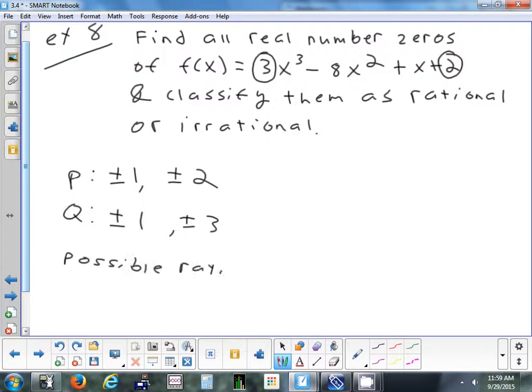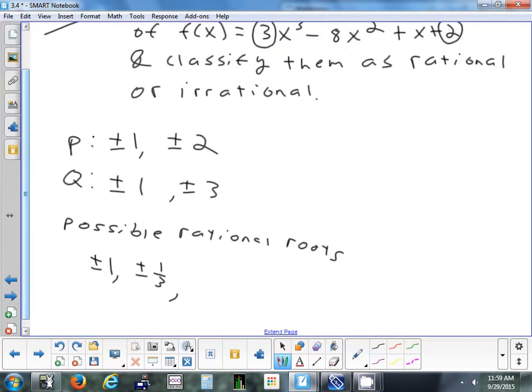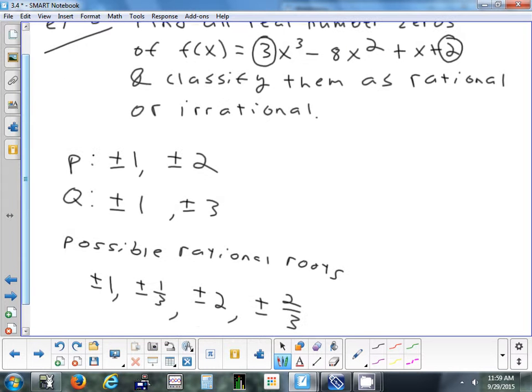So possible rational roots could have positive or negative 1, positive or negative 1/3. Okay, and if somebody can graph f of x and look at which one looks appropriate, that would help us out. We could have positive or negative 2 and positive or negative 2/3. All right, so now we need to graph it, look at the graph, and see which one of these 8 options looks like it might work.